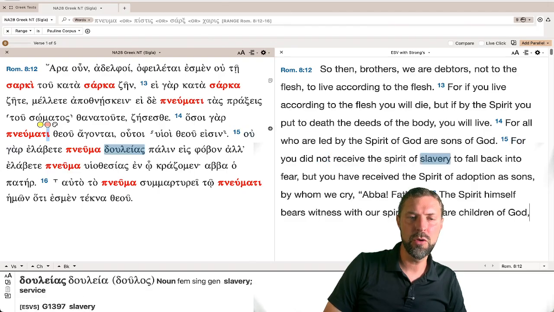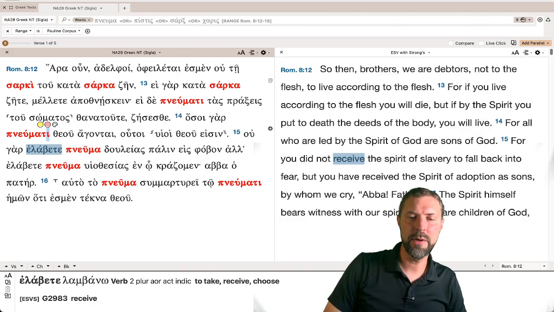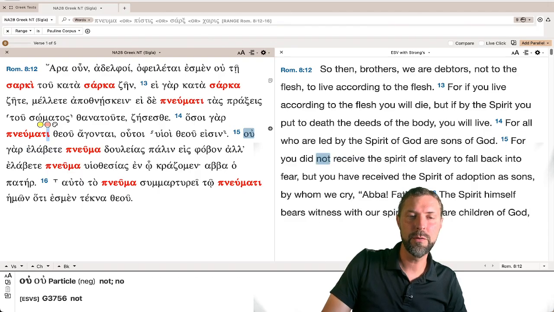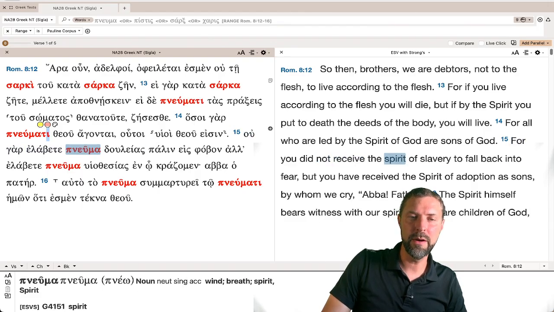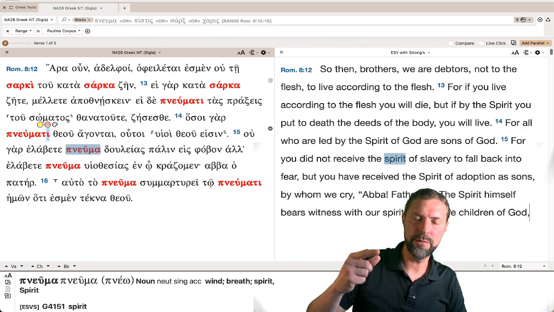"For you did not receive." This right here is a second aorist. Remember, elabon is the form to learn there. And so second aorist, second person plural. "For you have not received the spirit, or a spirit, of slavery." Okay, there's a feminine singular or neuter singular accusative, and this is the direct object. That's why it's accusative. You did not receive what?